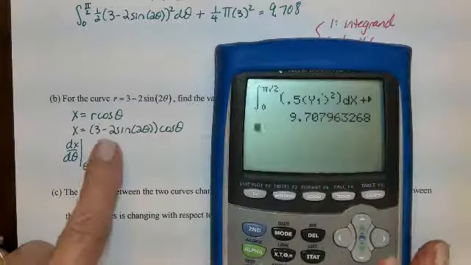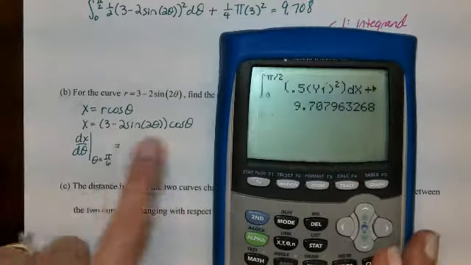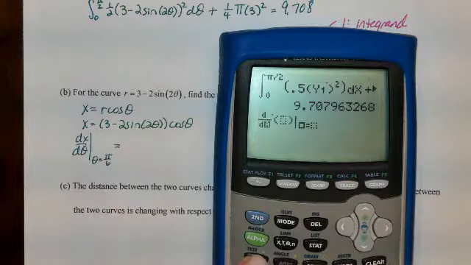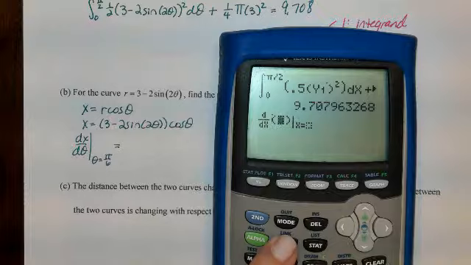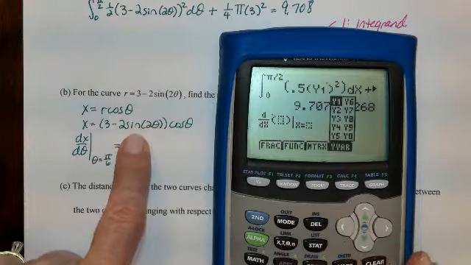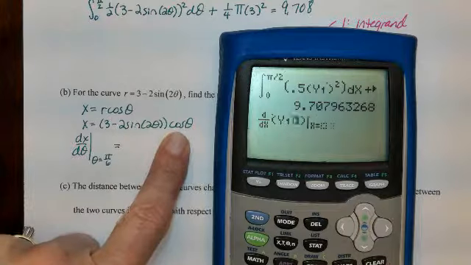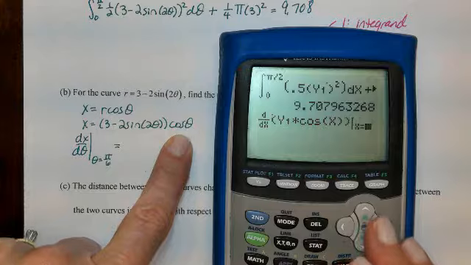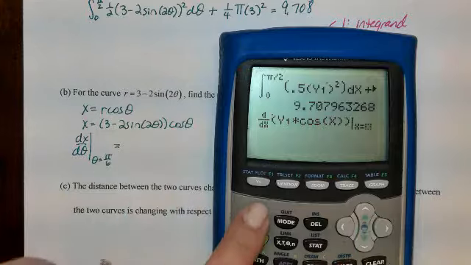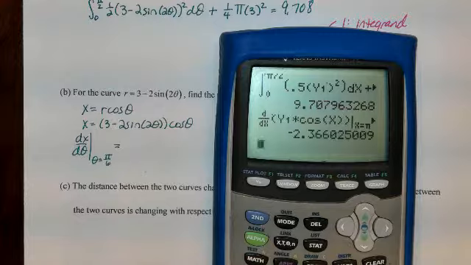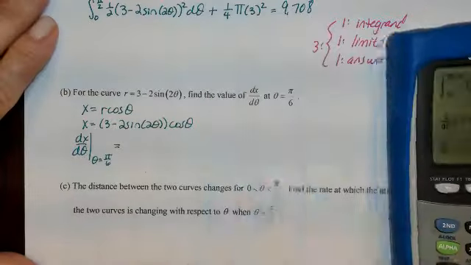So I need the derivative of that, right? So math 8 for derivative with respect to x, because x is representing theta for me. This is my y1, and I need to multiply y1 by cosine theta. And we're going to evaluate that at pi over 6. So negative 2.366.